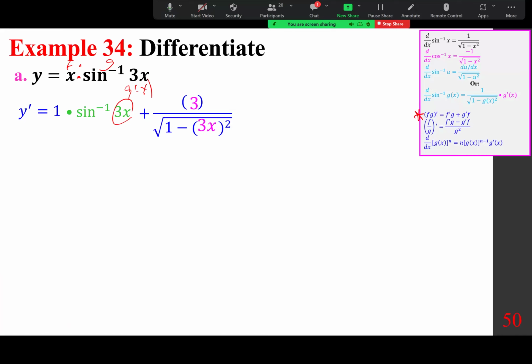We're done. However, going back to the product rule, I need f. So this is g prime. Let's not call this one g. Just, if this is f, this is g. Now you need f, which is x times x. And now all you have to do is simplify. The first one is sine inverse of 3x. This one is 3x over the square root of 1 minus 9x squared, and we are done.